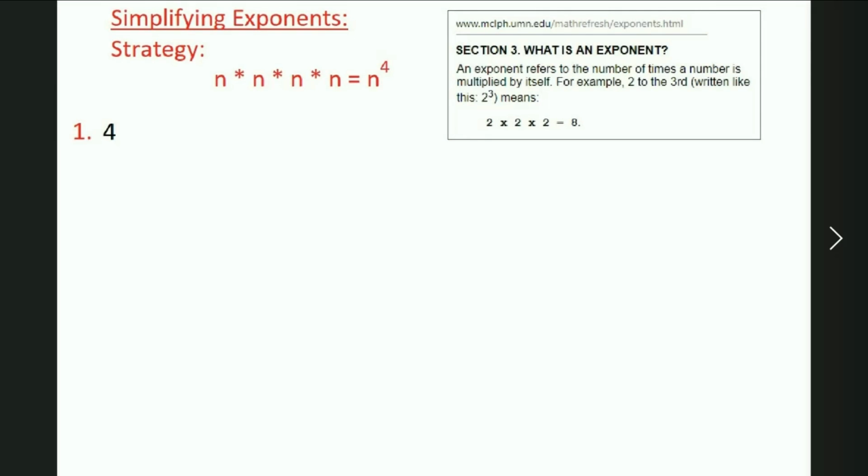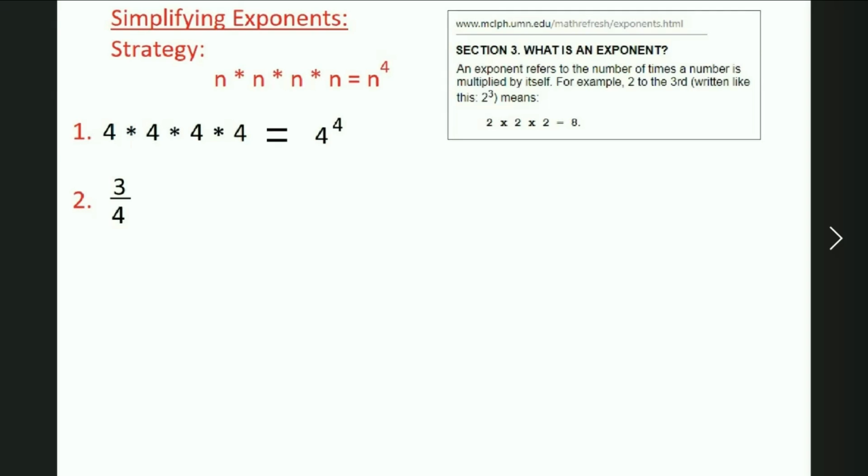Number one, we're starting off with 4 times 4 times 4 times 4. And that is 4 to the fourth power. Now, if you put that into your calculator, and I'm doing that right now as we speak, you will end up with 256. Now, I'm not going to write down 256. I just want to write down 4 to the fourth power. That's the answer for number one. So let's go on to number two.